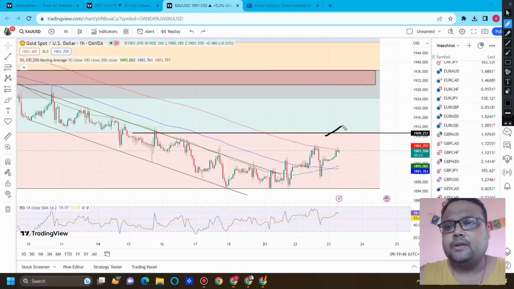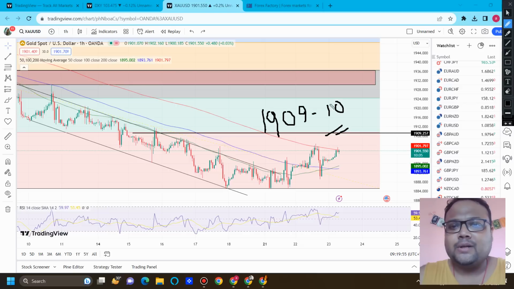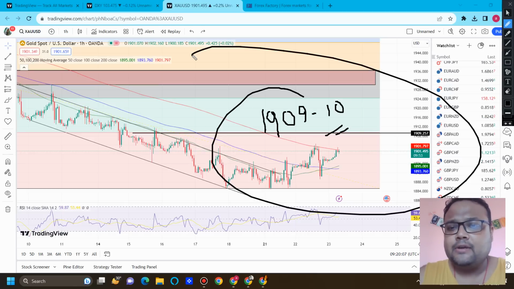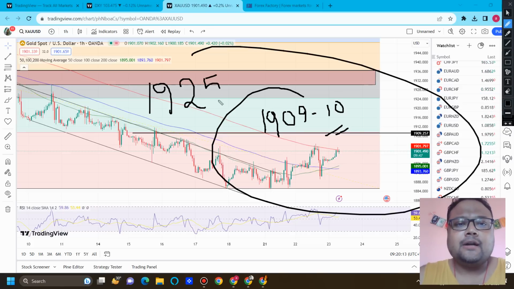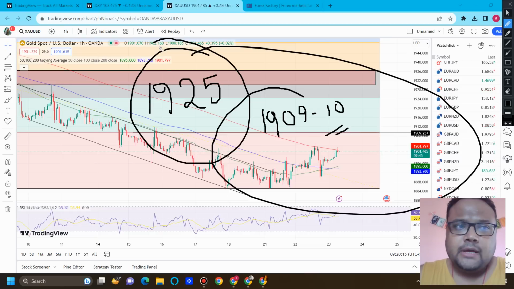Which is a major level? The levels that we have discussed 2 or 3 times in our previous videos, which is around 1909 to 1910. We have FIBO, we have previous price rejection around the area, previous support acting as resistance. 1909, 1910 is a good resistance level, or the first resistance on the chart of gold right now. And then we have the next resistance around 1925.